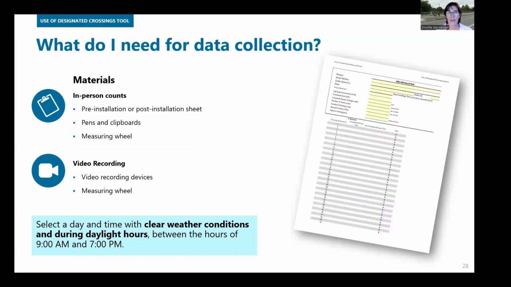What you need for data collection includes materials for the in-person count: the recording sheet, which is provided on the ATRC Counts Plus website. There's a pre-installation and a post-installation sheet. They're the same and record the same measures. You'll also need pens and clipboards, and a measuring wheel. For video recording, you would install a camera at a location permitted by the jurisdiction you're collecting the data in, and a measuring wheel. Select a day and time with clear weather conditions and during daylight hours between the hours of 9 a.m. and 7 p.m.